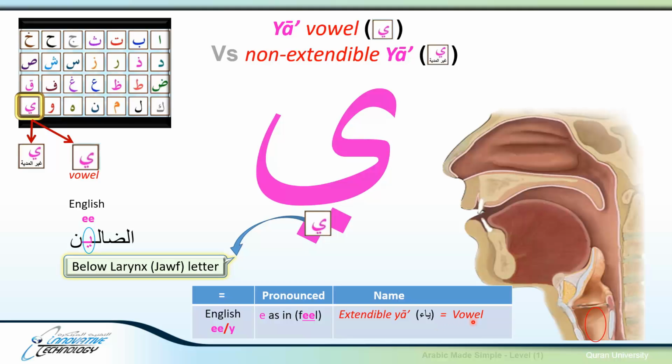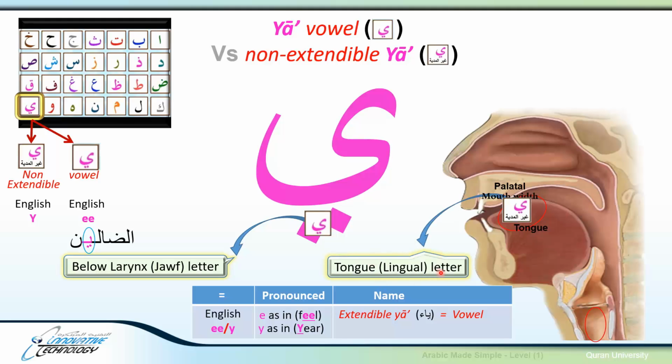On the other hand, the non-extendable ya, like the English Y, as in year, is non-extendable. It articulates between the palate in the wide area of the mouth and the tongue. That's why it is classified as a lingual letter. It's like yu'min. The ya in yu'min is like the English Y in year, a very short E, not extended. That's why we call it non-extendable.